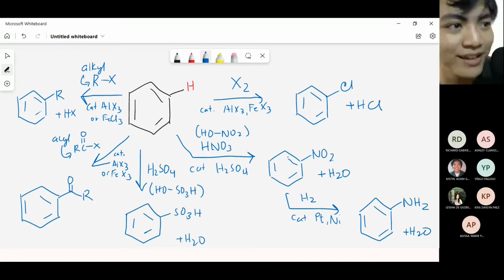Pero hindi pa tayo tapos. So, hindi pa tayo tapos. Because we have to talk about phenols, na. And bakit siya important, makikita nyo mamaya.